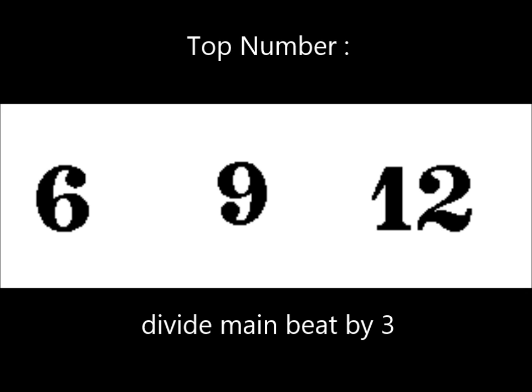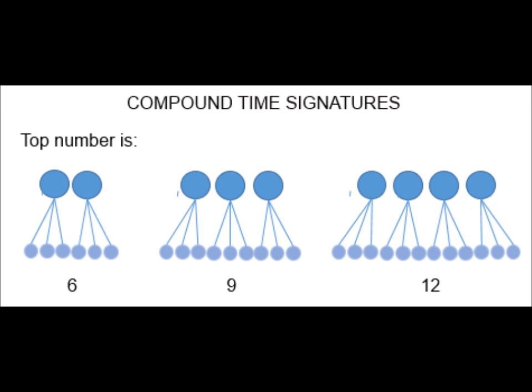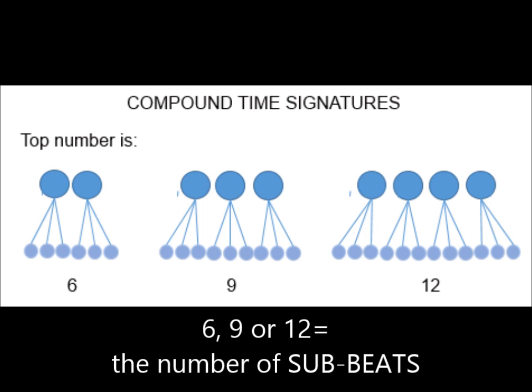On the other hand, if the top number is 6, 9 or 12, this means that the main beat has to be divided into 3 equal notes, not 2. Here the diagram shows you how each main beat is subdivided into 3 smaller equal subbeats. This is called a compound time signature when the main beat is divided into 3. When the main beat is divided into 3, the top number of the time signature actually tells you how many subbeats there are and not how many main beats.